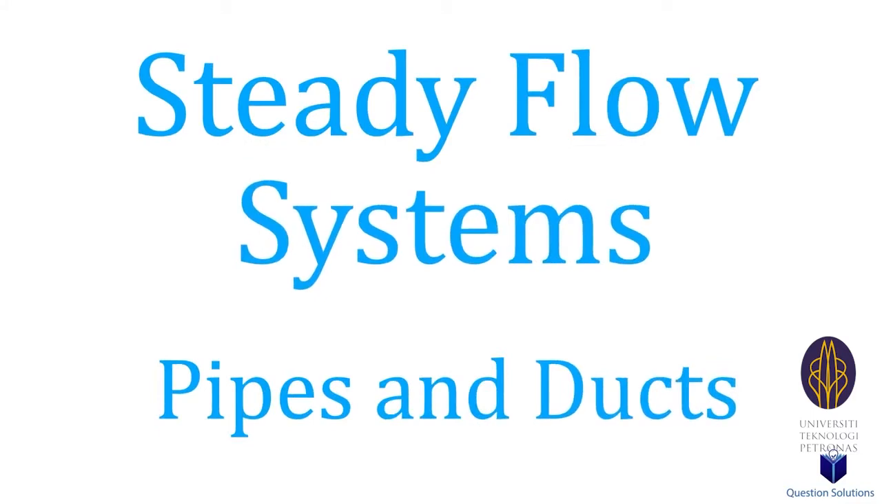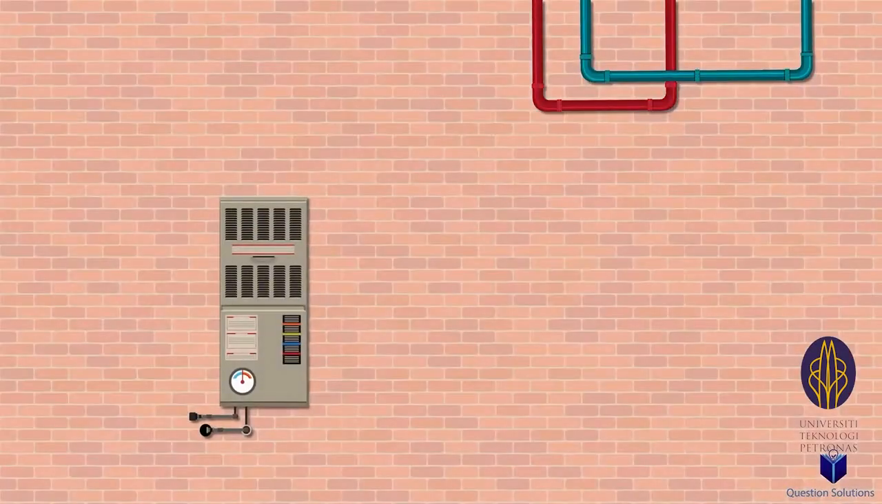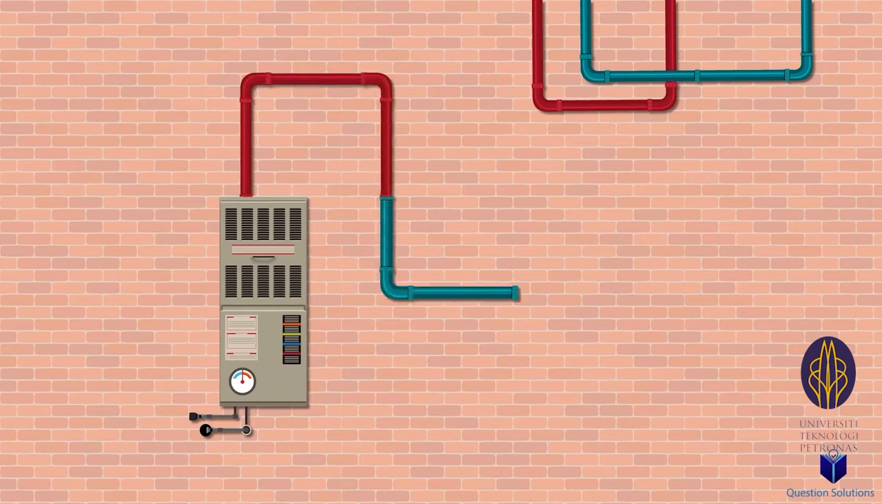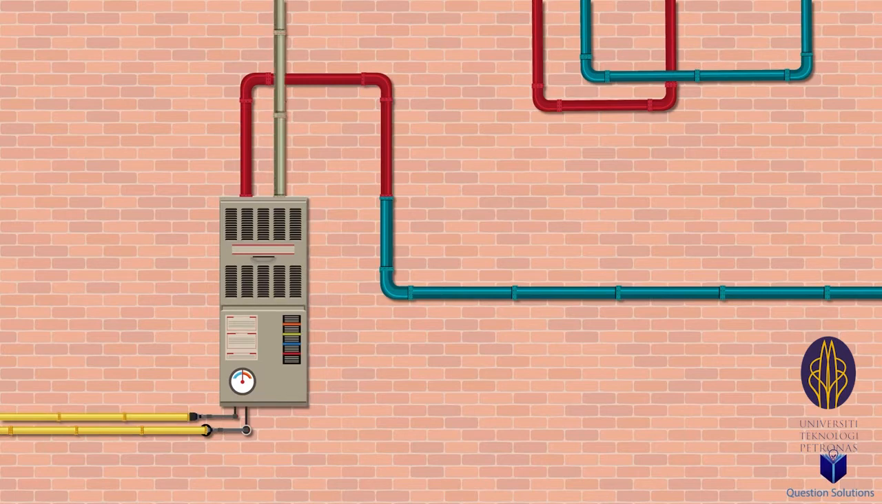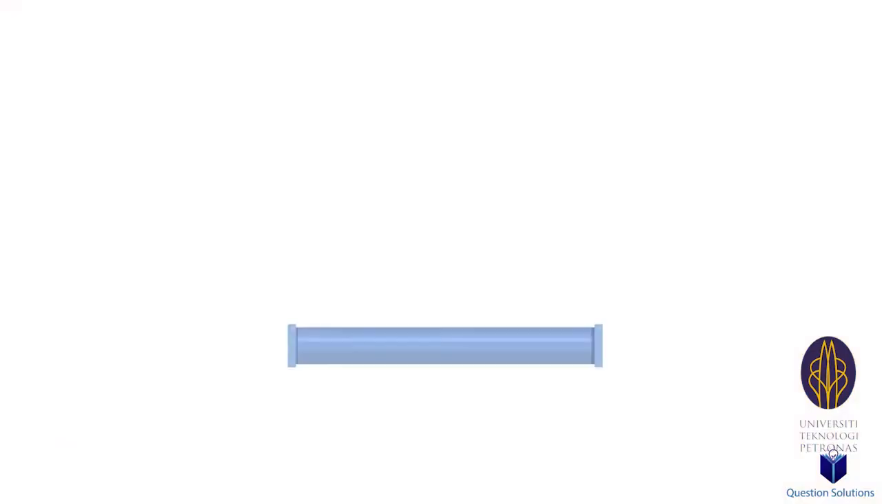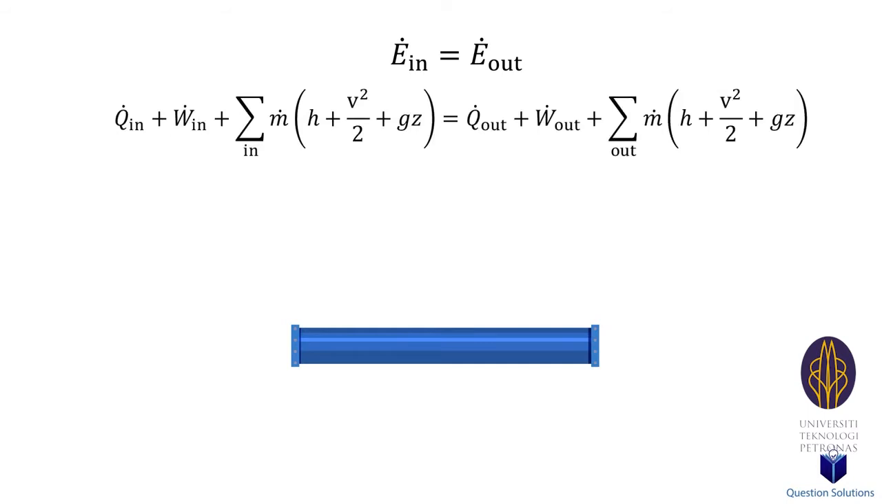So, now let's take a look at pipes and ducts, another steady flow device. We are all very familiar with both types. They carry the water we use to drink and shower, the refrigerant in our air conditioners and fridge, and the hot air during the winter. Since they can be considered steady flow devices, we know that the rate of energy in must equal the rate of energy out. If we expand this equation to cover all the types of energy associated with steady flow systems, it looks like this. We can simplify this equation depending on the purpose of the pipe or duct.